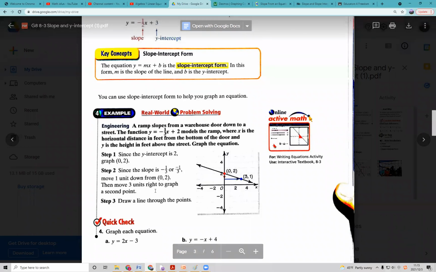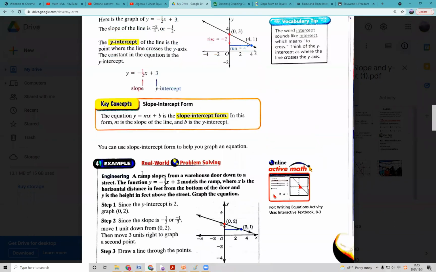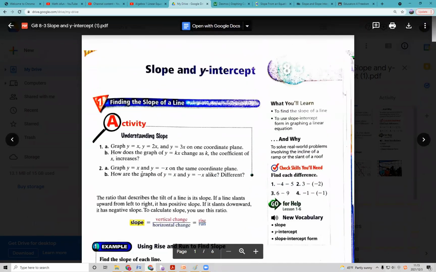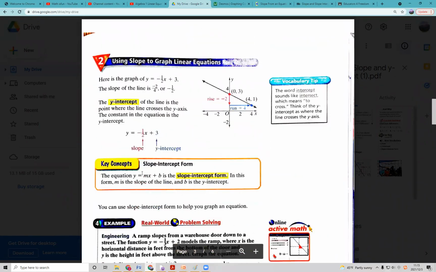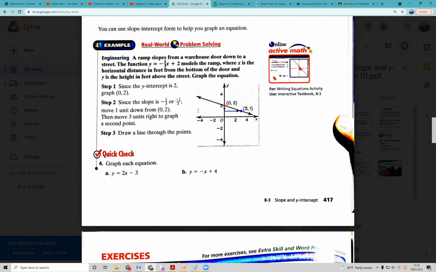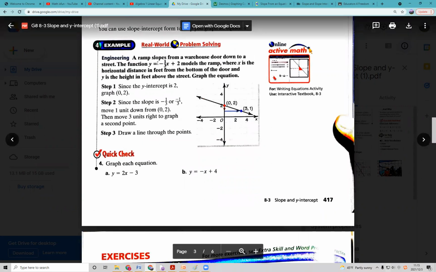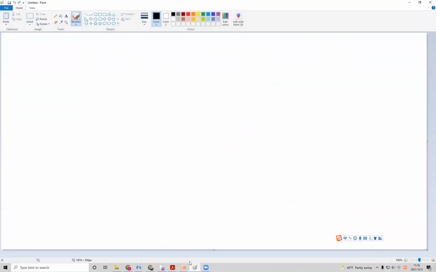Now over here we see one example. This is from A-3, slope and y-intercept. Example 4 on page 417. So we will try to graph a linear equation using the slope-intercept form. But first, before we start the lesson, we want to review something important.